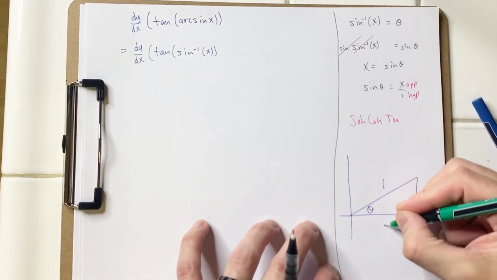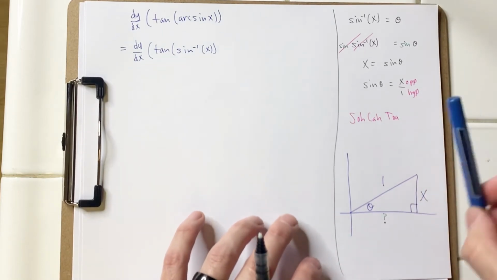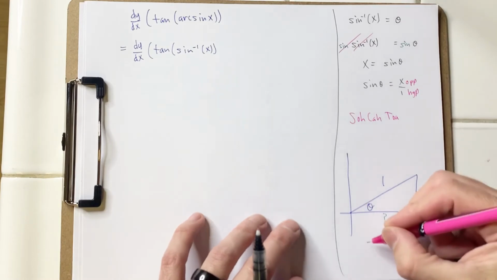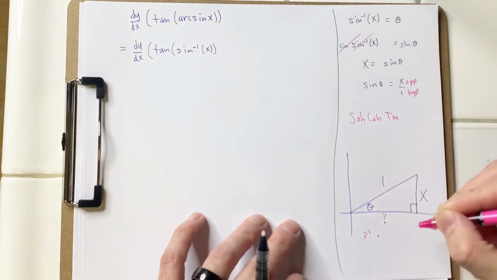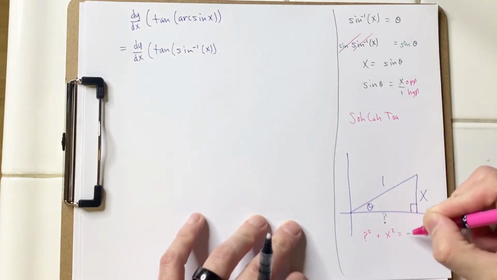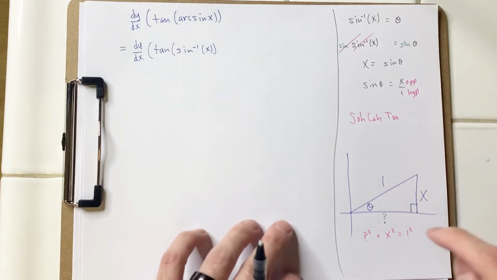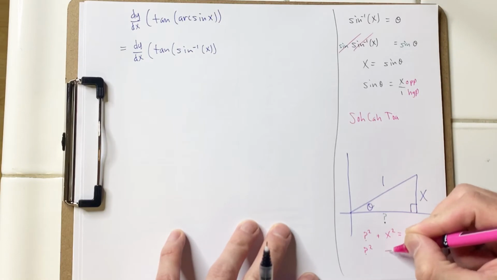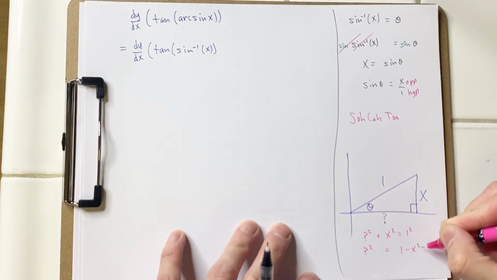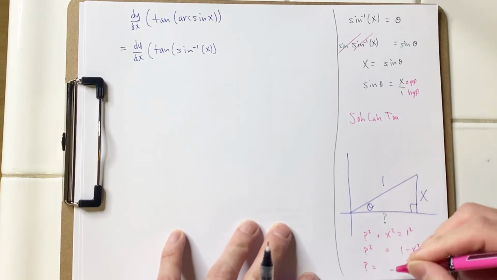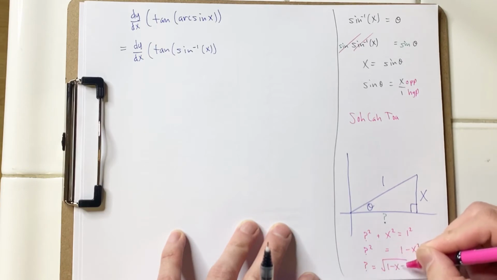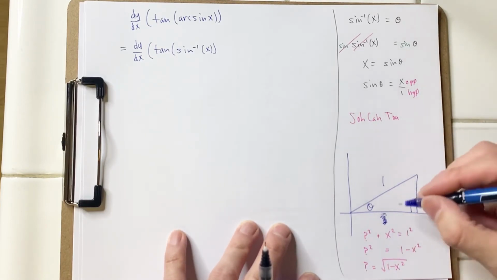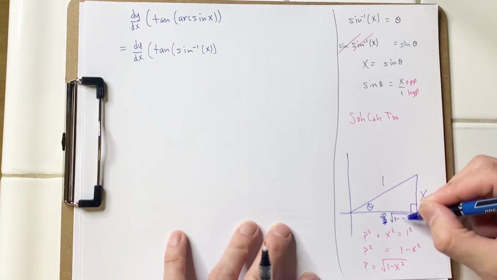The missing leg is called question mark, but we can go back to middle school and use the Pythagorean Theorem because this is a right triangle. So we have question mark squared plus x squared equals 1 squared. Remember that? a squared plus b squared equals c squared. So question mark squared equals 1 minus x squared. So question mark equals the square root of 1 minus x squared. So that completes the diagram. I wipe out the question mark and I replace it by the square root of 1 minus x squared.